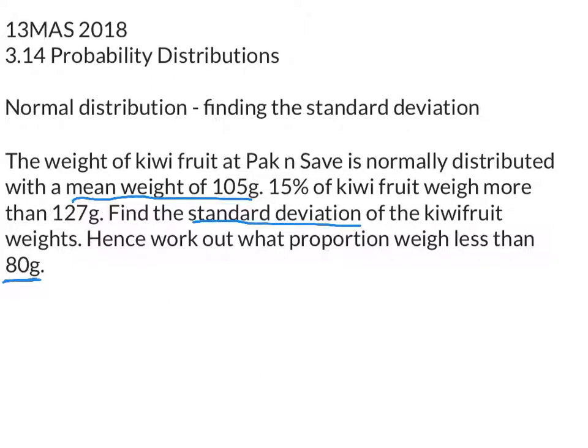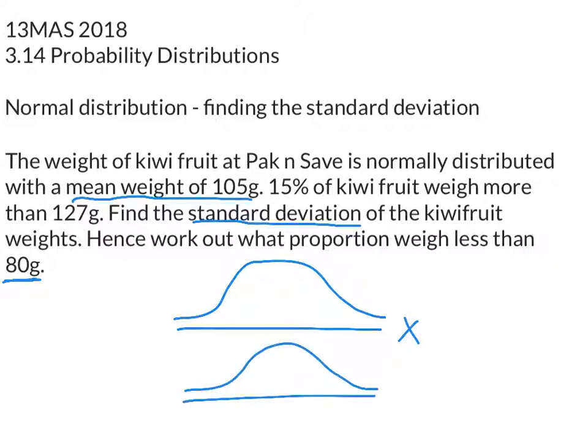So a couple of things to just refresh your brains with. That's a very badly drawn normal distribution. I'm going to draw two pictures. One is X and one is Z. So X is what we use to label the thing. So here, X is equal to the kiwi fruit weights.